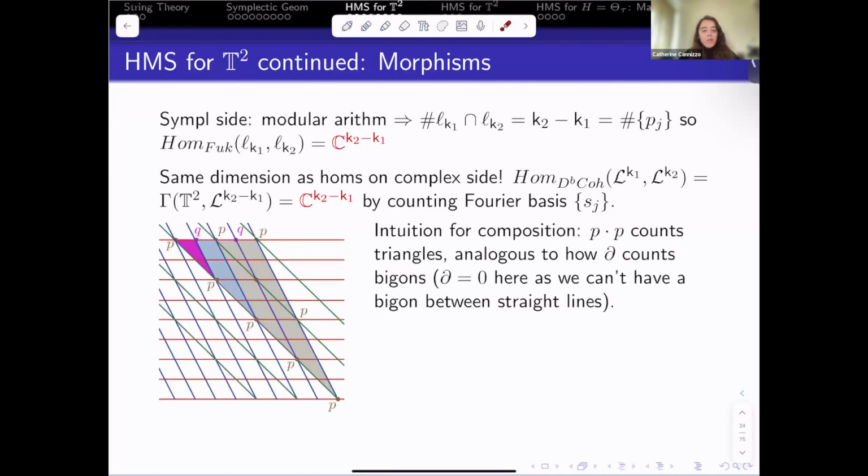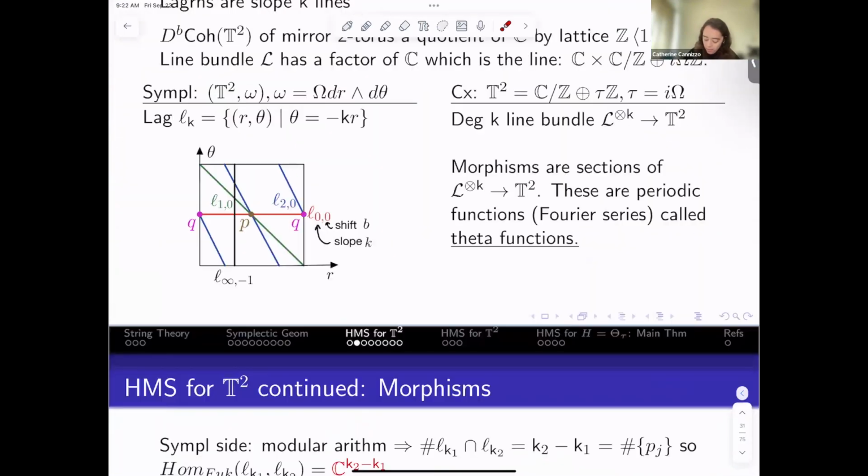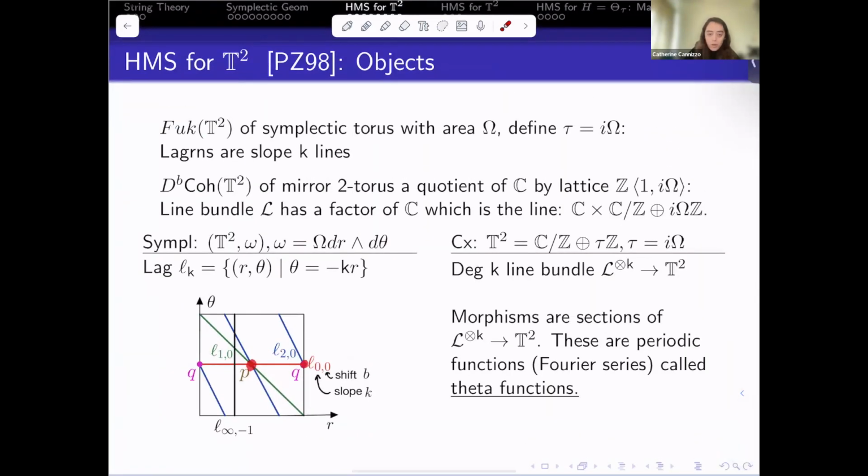But remember, in a category, there's also composition. When we multiply two sections, does that match up with multiplying two intersection points? So the intuition for composition comes from generalizing how the differential counts bigons. Let me just go back up here. There's one P here and there's one Q here. Now we're going to look at the universal cover, and so there's going to be a tiling of the Ps and the Qs.